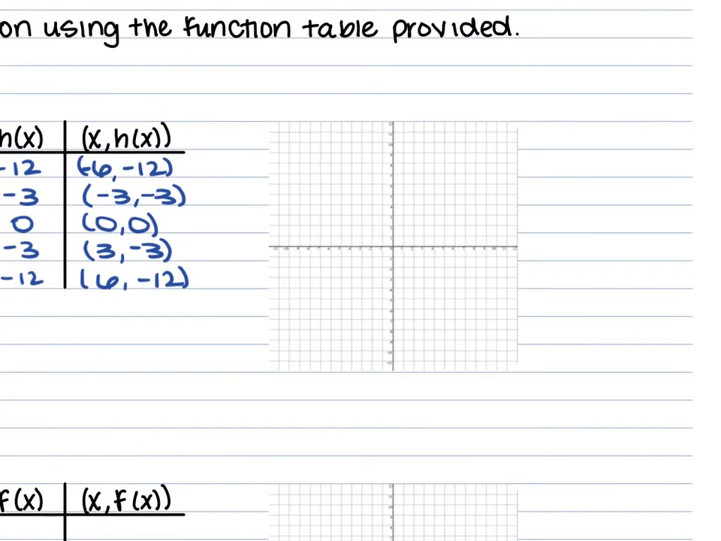To graph these, we have negative 6, negative 12. So that's this ordered pair here. Negative 3, negative 3. 0, 0, 3, negative 3, and 6, negative 12. So again, we just draw our line through these ordered pairs, making sure we have arrows, and then state the domain and range. Our domain, automatically, all real numbers. Our range is opening down, so y is less than or equal to 0.